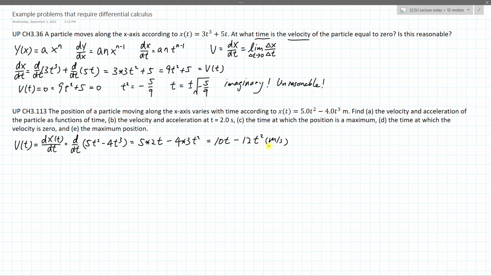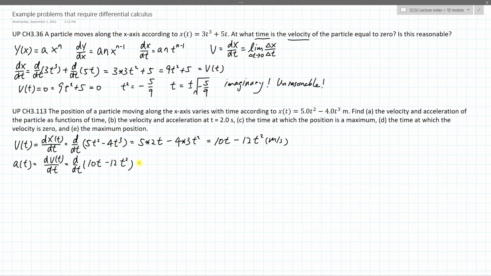Just to clarify that. And acceleration as a function of time is the derivative of velocity, d over dt. The rate of change of velocity is acceleration. So that's d over dt of 10t minus 12t squared. Okay, so this is just another differentiation. Each time we're getting lower powers of t because the differentiation drops powers of these polynomials by 1 each time.